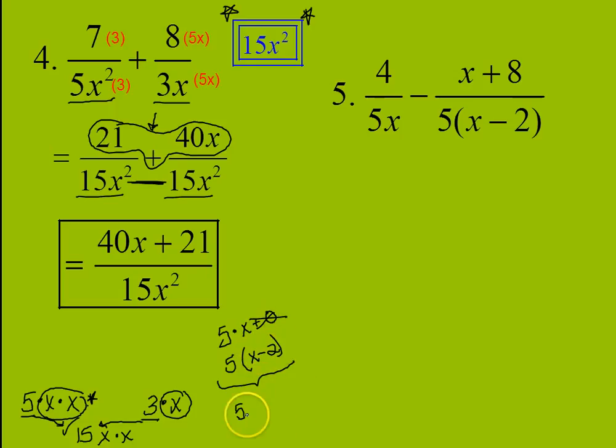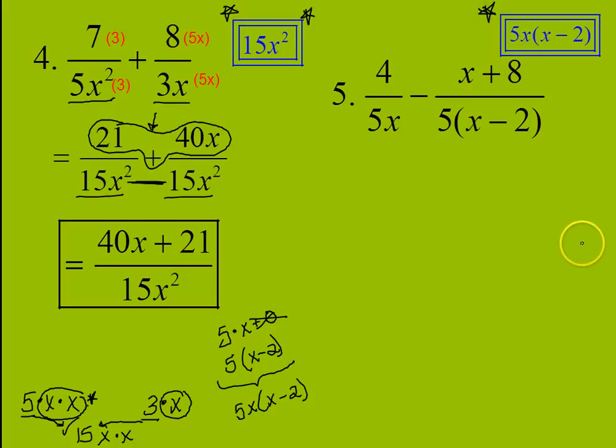So when I'm talking about my common denominator, remember I have to incorporate everything. So I'm going to need an x and I'm going to need an x minus 2. So my common denominator is that 5, the x, and the x minus 2.